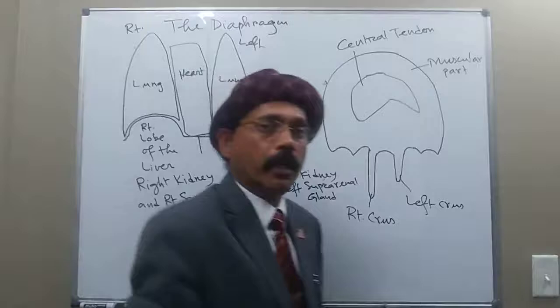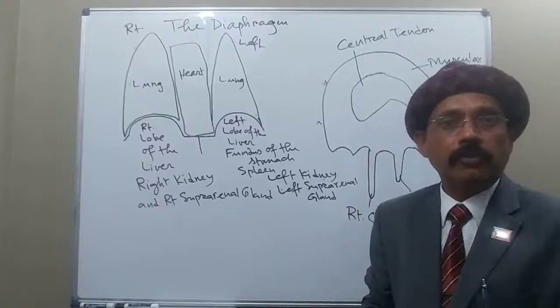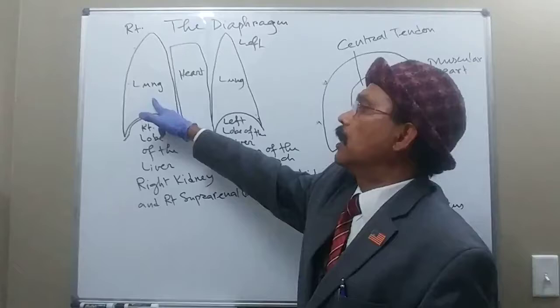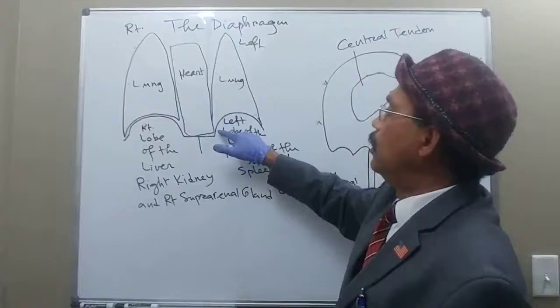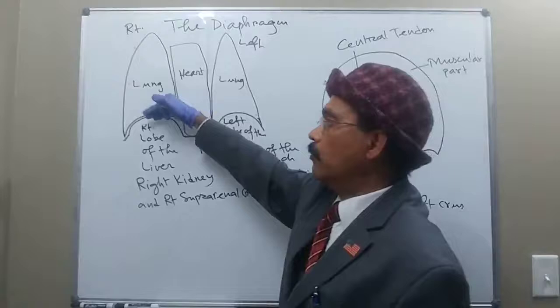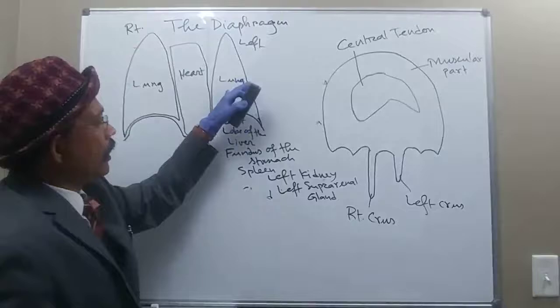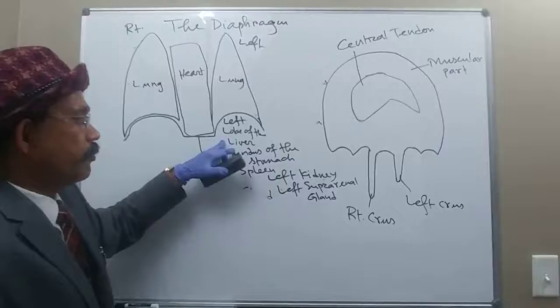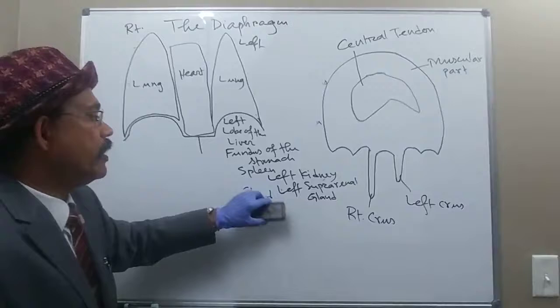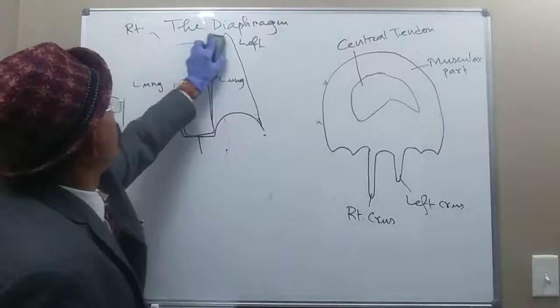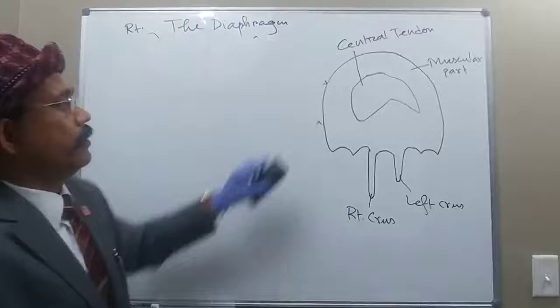It is a partition between the thorax and abdomen. Above the diaphragm are the thoracic structures: on the right dome, the right lung; on the central tendon, the heart; on the left dome, the left lung. Below the dome, we have the right lobe of the liver, right kidney, right suprarenal gland. Below the left dome, we have the left lobe of the liver, which is smaller than the right lobe, the fundus of the stomach, spleen, left kidney and left suprarenal gland. Okay, we got the structures above and below the diaphragm.